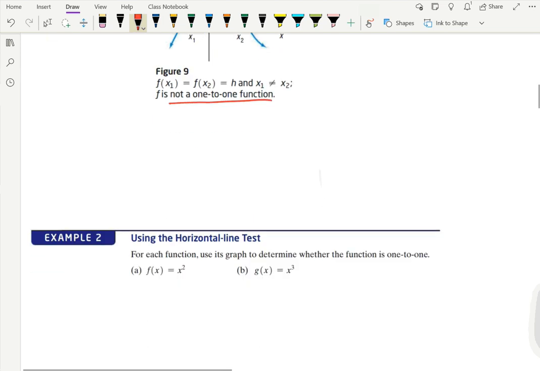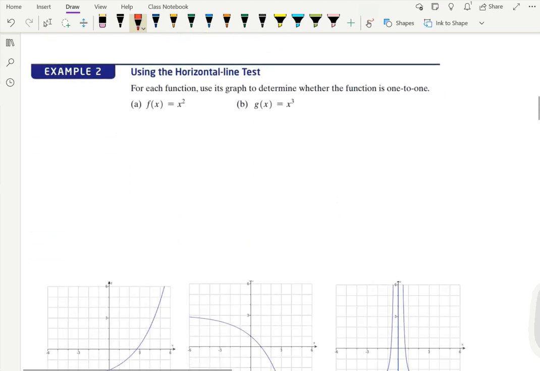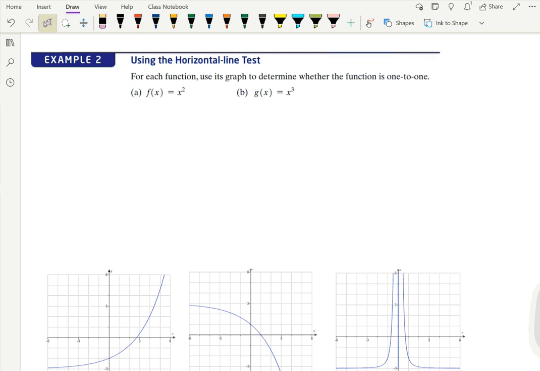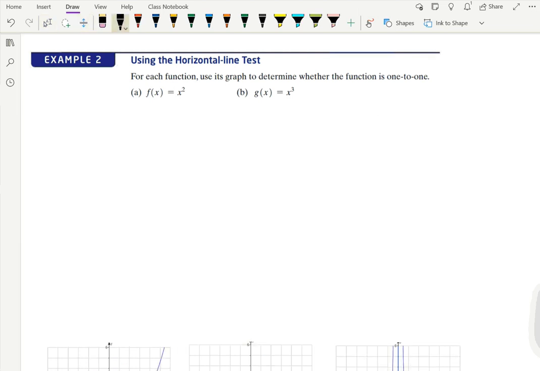If we take a look at a couple of other items down here, let's move this out of the way. Let's take a look for each function listed. Use its graph to determine whether the function is one-to-one. So we're going to use the horizontal line test here. These are functions that we have seen before. Our text calls them the library of functions. I've previously called them parent functions. I've used that in other teaching settings as well.